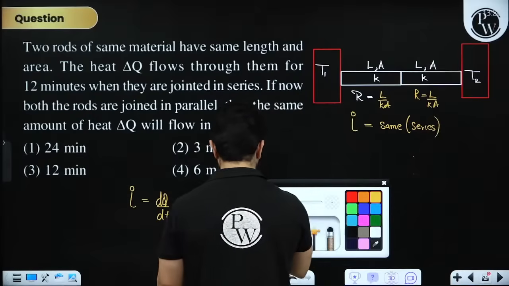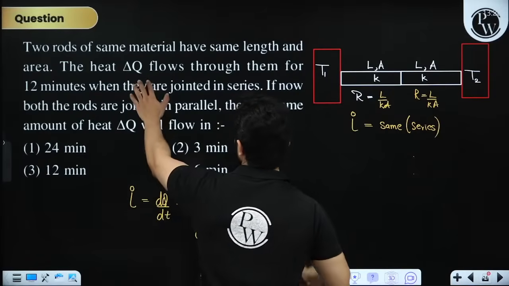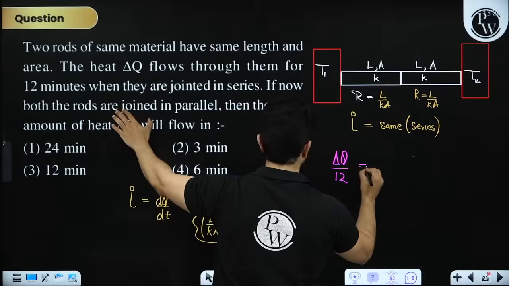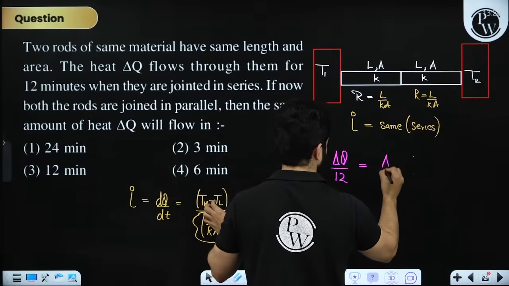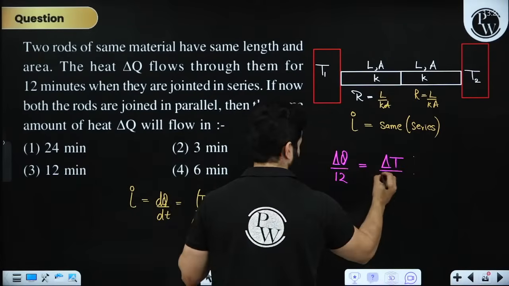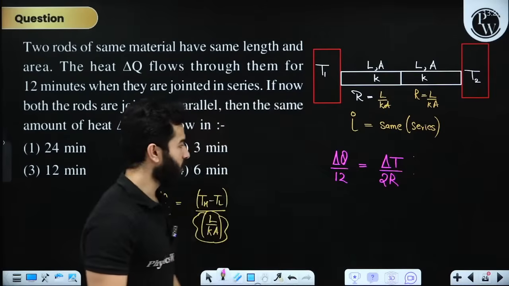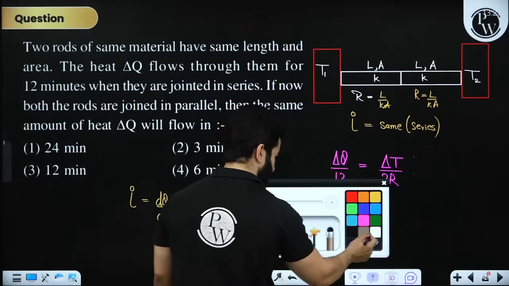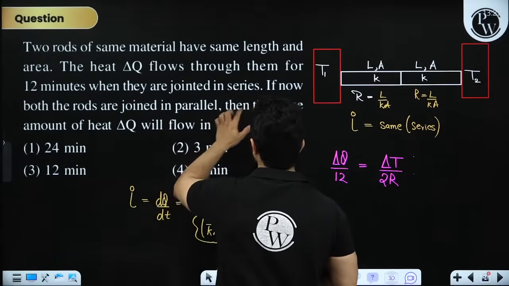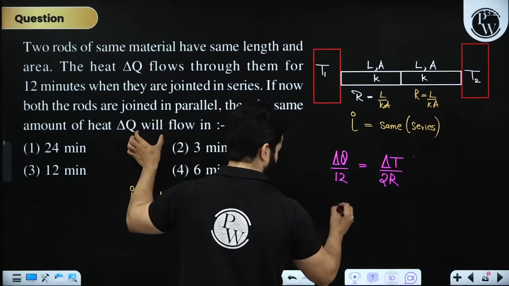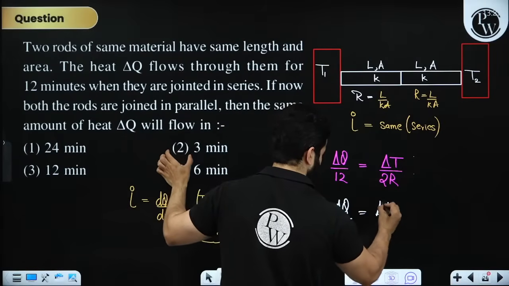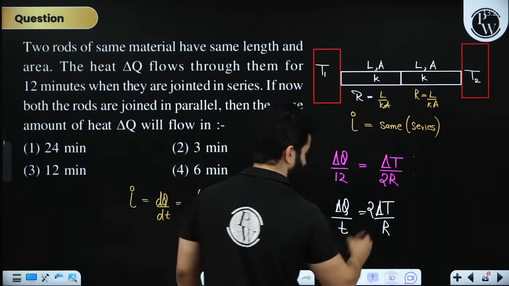So what I can actually write over here is, they are saying delta Q flows through them in 12 minutes. So delta Q divided by 12 will be equal to delta T divided by 2R. You can write down the negative sign; please don't get worried about the negative sign. Divided by 2R, because in series combination. Now in parallel combination, they are saying if both the rods are joined in parallel, then the same amount of delta Q will flow. That means this is delta Q, and now they are talking about time T, and the temperature will remain same, but now the resistance R equivalent will become R by 2, right?